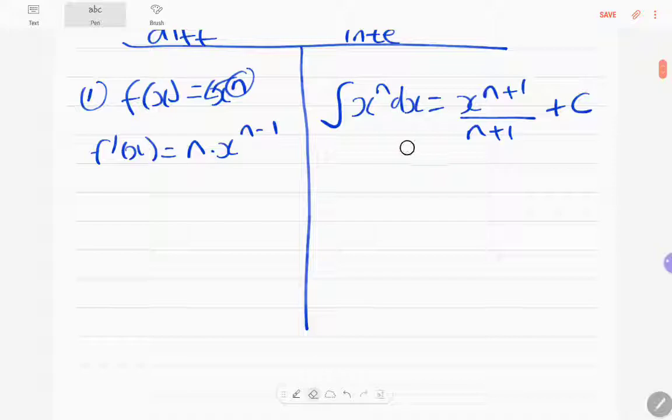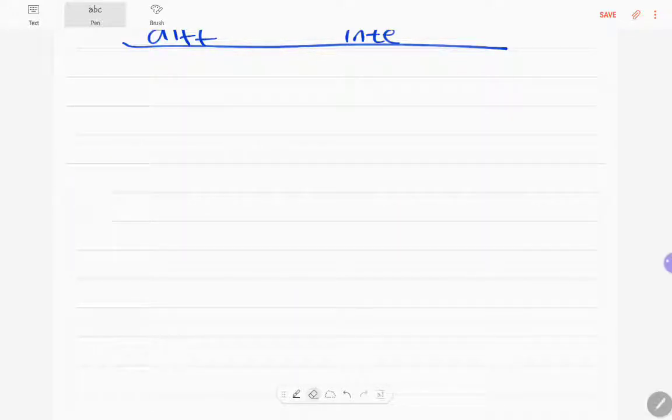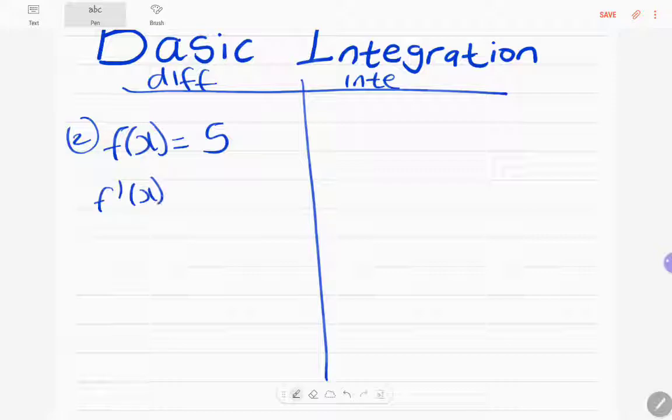Now, let us go to rule 2. We had a formula that said f of x is equal to 5. We said the derivative of a constant in differentiation is 0. But in integration, it is totally the opposite thing.